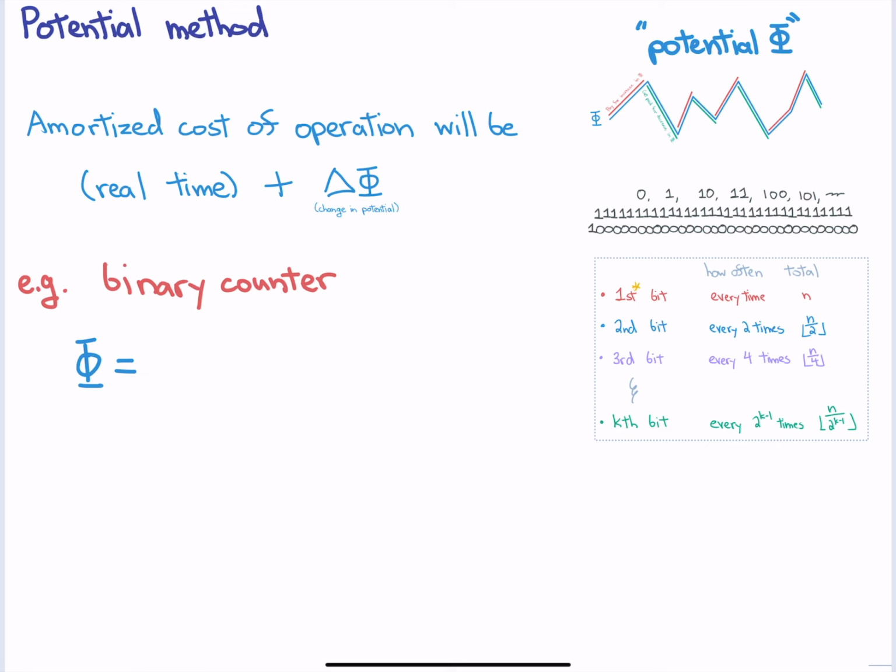Oh, we can track the number of ones. That's actually what I had. All right, so I'll define phi, Greek phi, to be the number of bits that are currently set to 1. So in a bad operation, I have 100 straight ones, and I increment and then those 100 ones go down to 0. So I'm paying 100 running time, but the potential also goes down by 100.